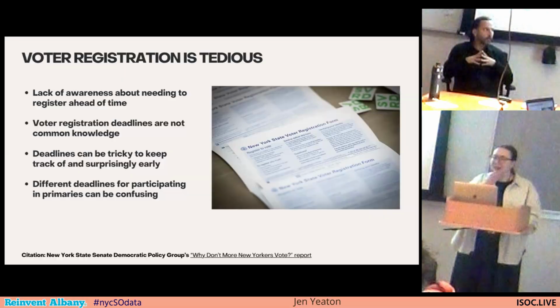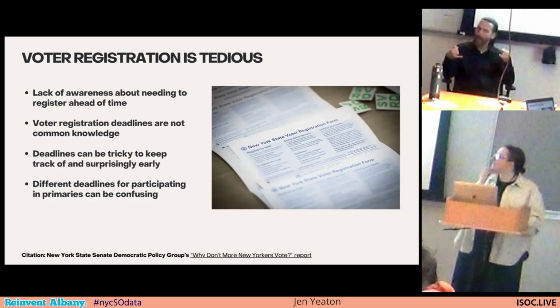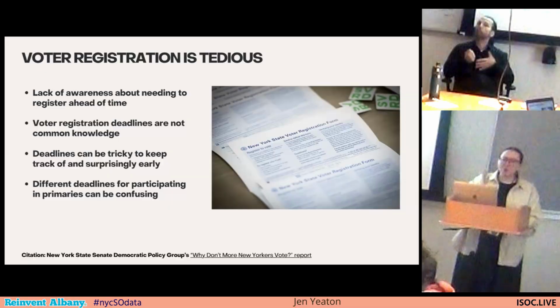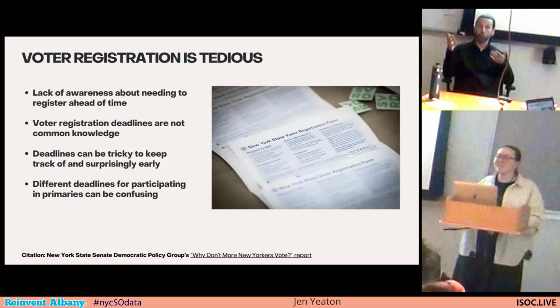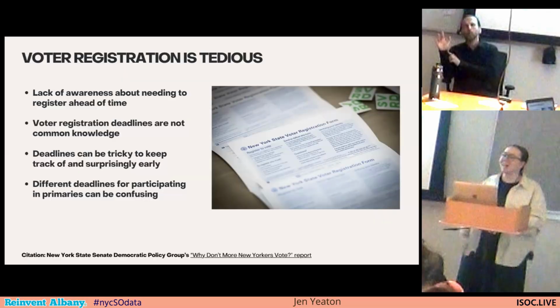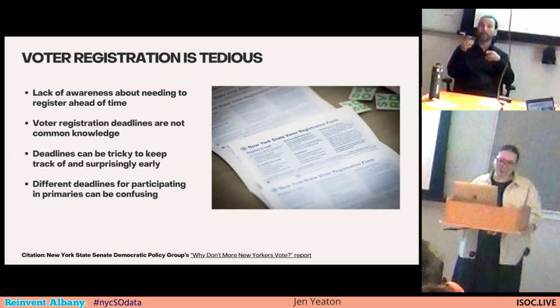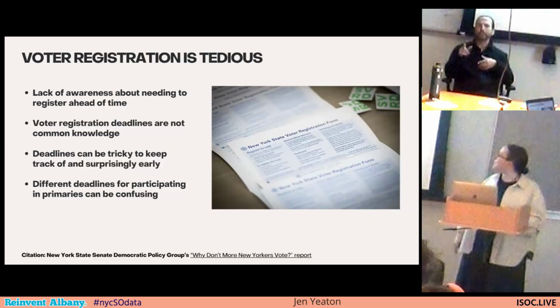I was looking at voter registration deadlines this morning, just trying to double check things. The primary one is June 25, which I feel is unexpectedly early. For the general election, it's October 25, which is much closer. But I feel like you could easily miss participating in a primary because you're not thinking about registering to vote in midsummer.